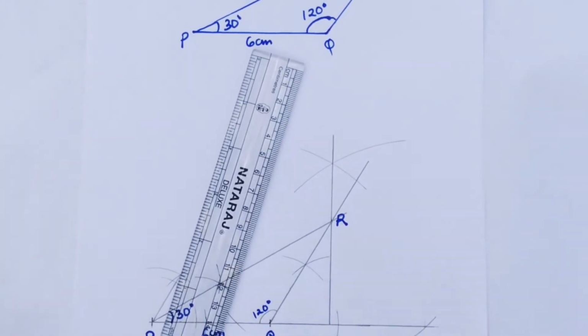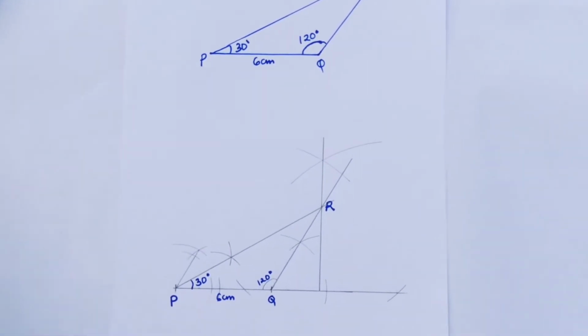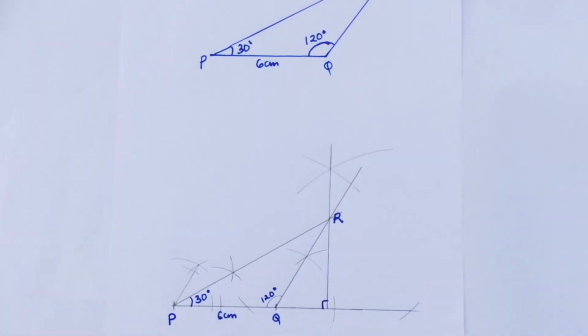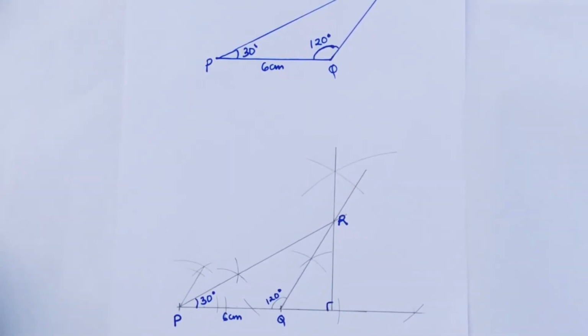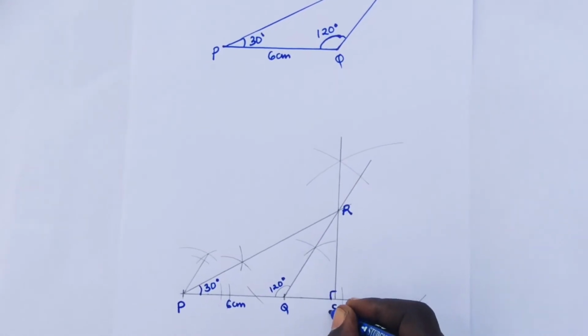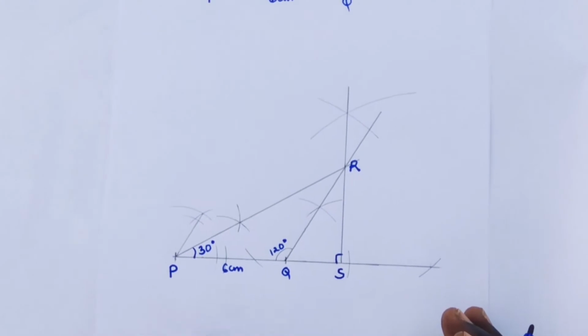Now, when you look at PQR, PQR is interesting. It is not right angled. But when we drop this perpendicular, we now have a right angle somewhere here. So this point has not been named. So for us, we shall name it S. Let's call that point S.